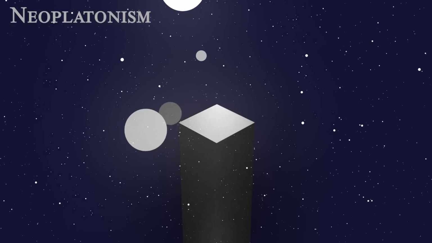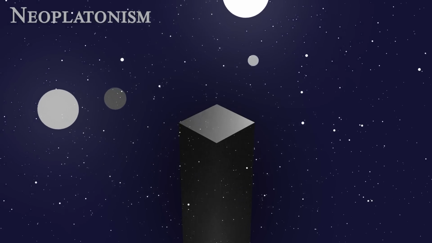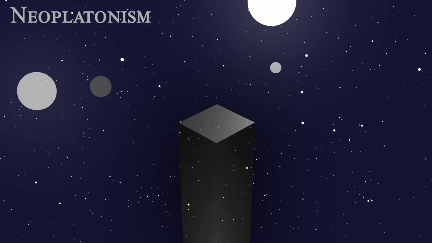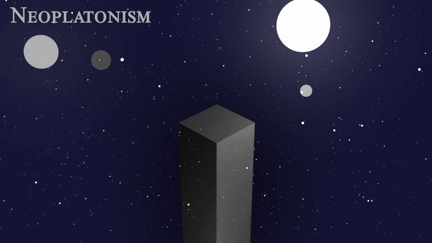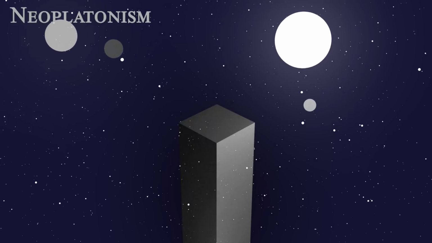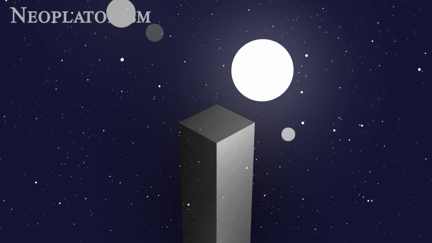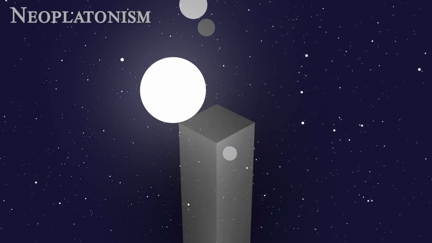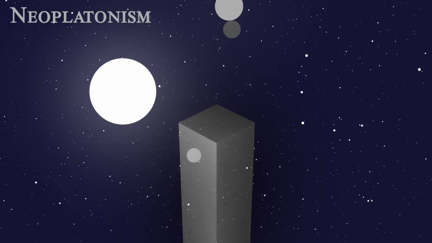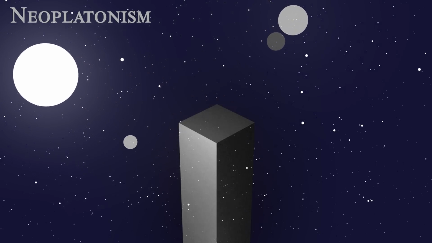The first emanation from the One is nous, often translated as the divine intellect or the world of pure thought. Nous contains all the perfect forms, the ideal structures of all that exists, much like Plato's theory of forms. However, unlike Plato, Neoplatonists view nous not as abstract concepts, but as a living, active intelligence that is deeply connected to the One. The second emanation is the soul, which bridges the gap between the intellectual and material worlds.